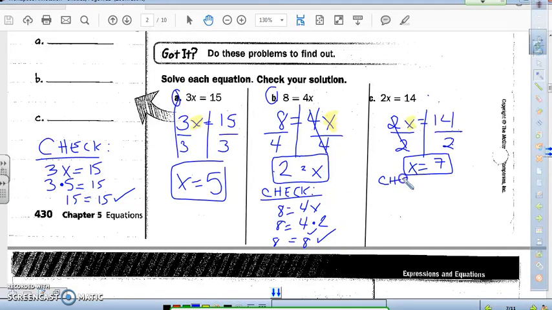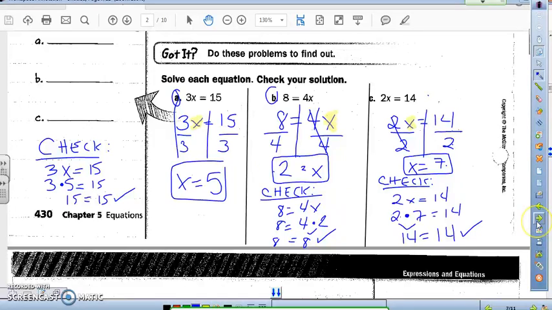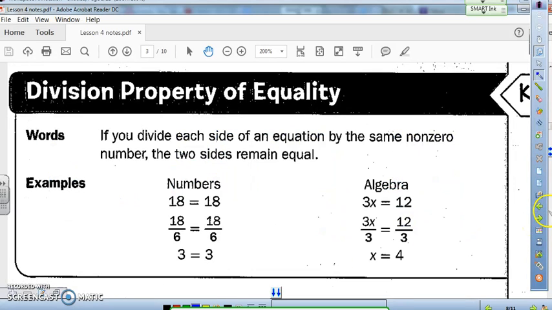Now we write check. We rewrite the problem. The 2 is touching the x, so that's multiplication because it's touching. We think the x is 7. 2 times 7 is 14, so 14 equals 14. We did that one correctly. Great job.